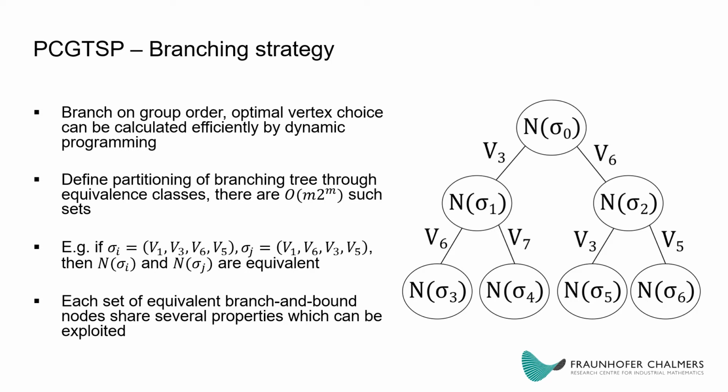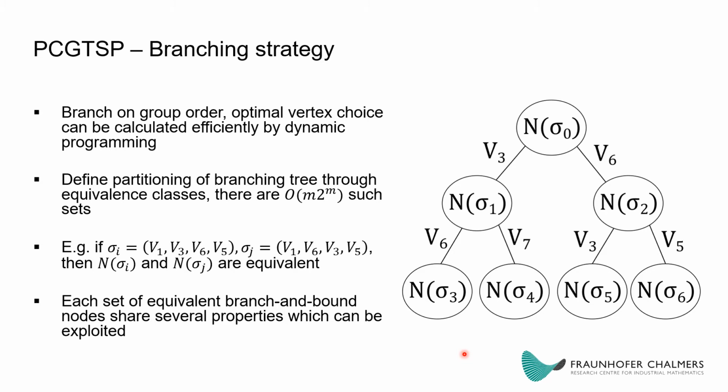So rather than branching on edge variables, which is quite common for TSP variants, we branch on group order. Every tour is required to begin at the starting group, V1, so this is the only group that is fixed at the root node here in the branching tree. Every branch then corresponds to a choice of which group to visit next. So for example, sigma 1 here contains the group sequence V1, V3, while sigma 3 contains the sequence V1, V3, V6.